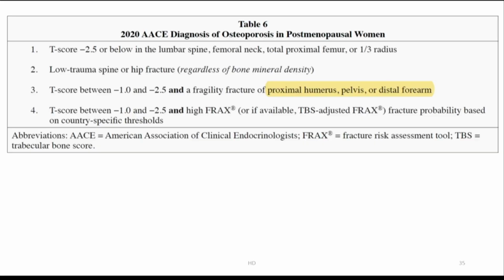T-score of -2.5 or below in the lumbar spine or femoral neck or proximal femur qualifies for osteoporosis. Low trauma spine or hip fracture, regardless of BMD, can be considered as osteoporosis. And if T-score is between -1 to -2.5, that is osteopenia, in such patients, if there is fragility fracture of other sites such as proximal humerus, pelvis, or distal forearm, or if the FRAX is high.